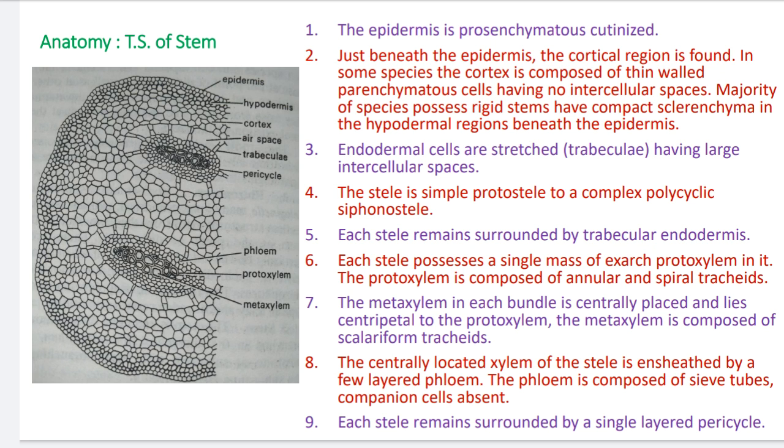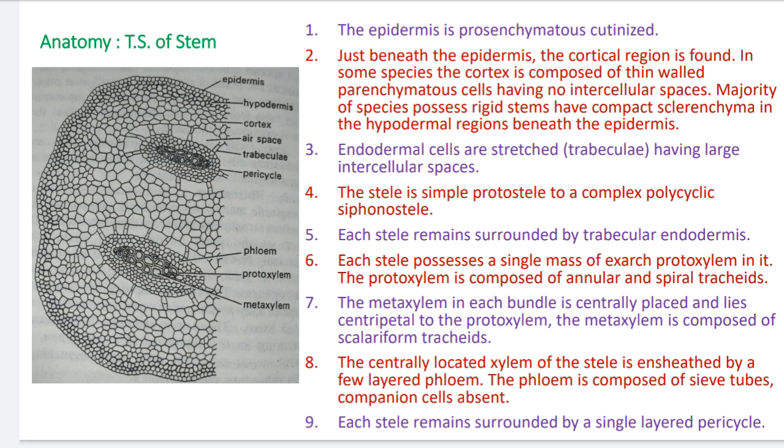Okay, generally it happens in xerophytic Selaginella plants or species. Number 3. You see in the diagram, epidermis, beneath the epidermis, hypodermis is there. Beneath the hypodermis, cortex is there. Okay. Number 3. Endodermal cells are stretched. Endodermal cells are below the cortex.